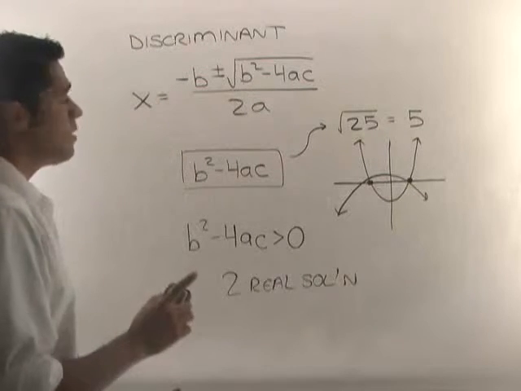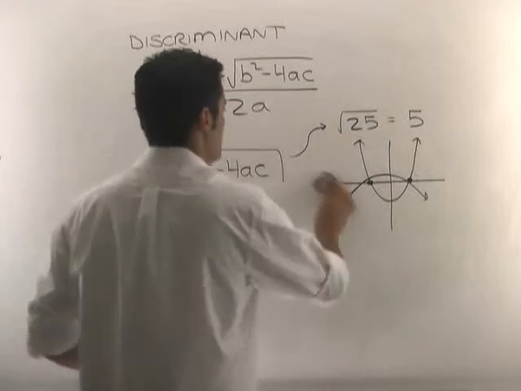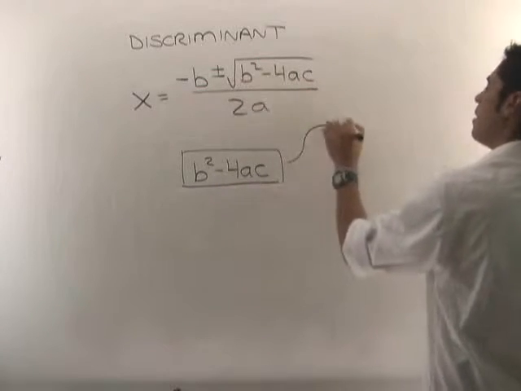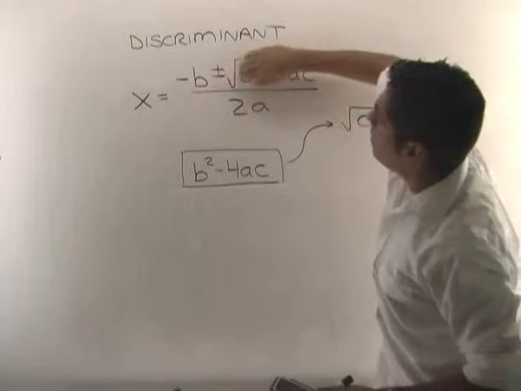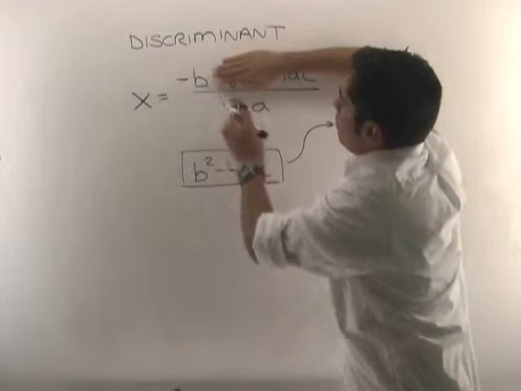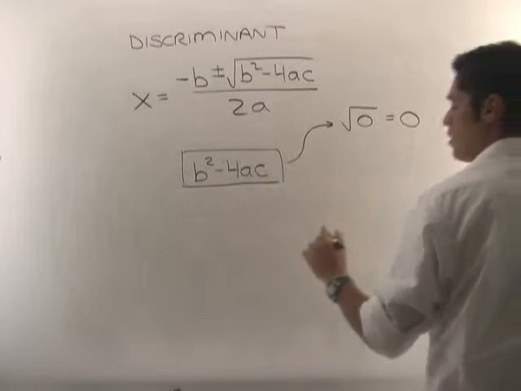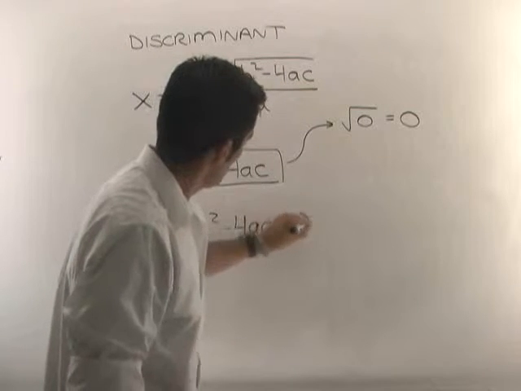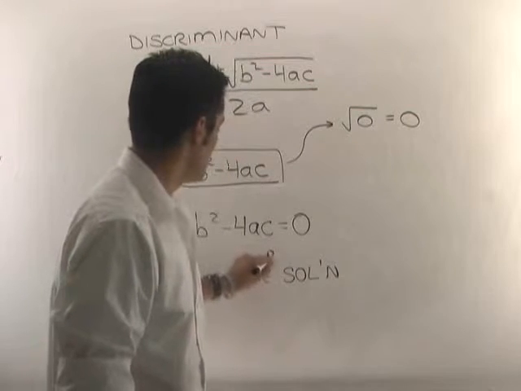Okay, now let's take a look at if the discriminant was 0, because it could happen to be 0. Let's just say that this discriminant turned out to be 0. Then in the formula, you'd be taking the square root of 0, which is just 0. So plus or minus 0 is still 0. So there's nothing here, and then you just have negative b over 2a. That's only one answer. So anytime the discriminant is 0, you have one solution. Let me write that down. If the discriminant is 0, you have one real solution.